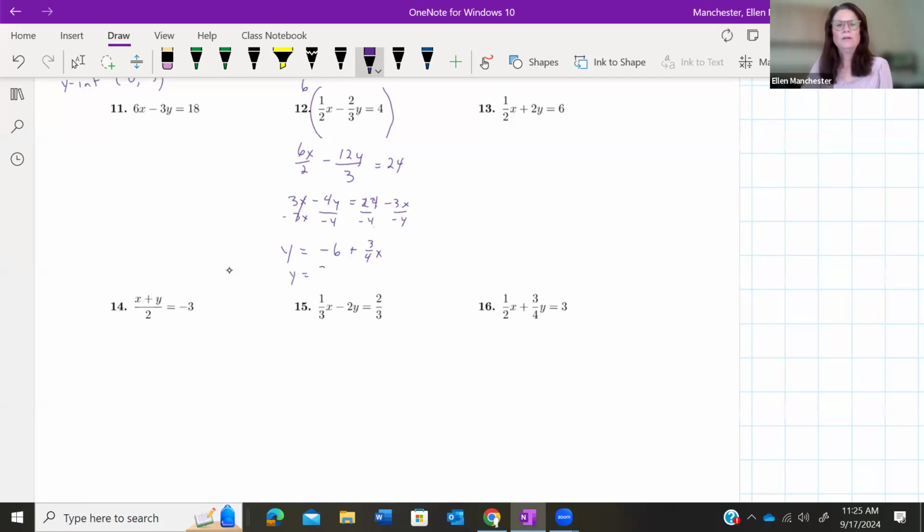So if I rearrange it, writing it in mx plus b form, so then I know where my slope is and I know where my y-intercept is. So the slope is 3/4, and the y-intercept is at 0, -6. Just to put it in that y equals mx plus b form. That's all. You don't have to.